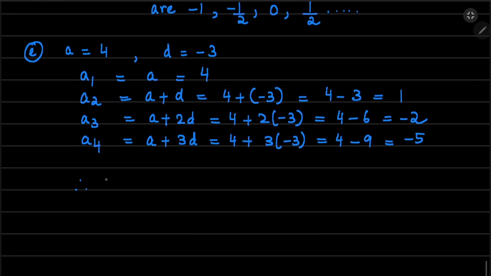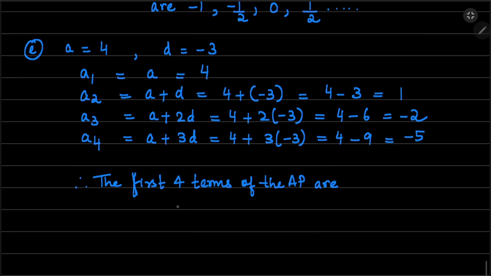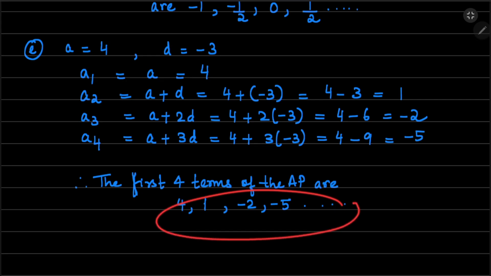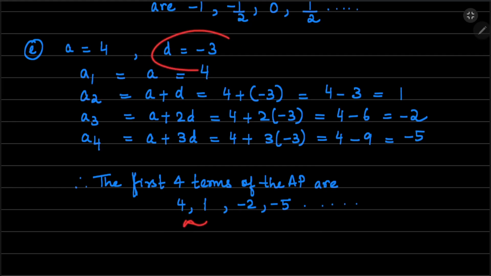Therefore, you can write the first 4 terms of the AP are 4, 1, -2, -5, and so on. Okay, so for this particular sequence, it's an arithmetic progression with your first term denoted by A and the common difference between the numbers is -3.